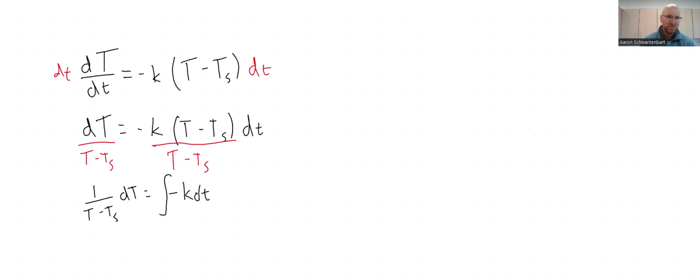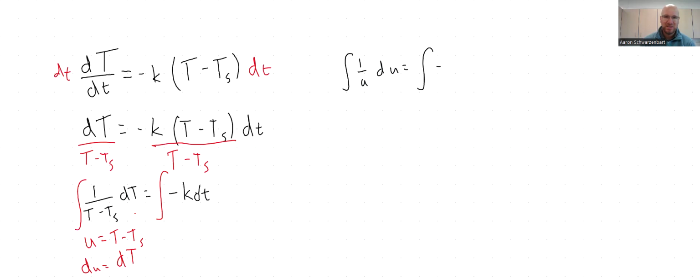I'm going to integrate both sides. And for the sake of this, I'm going to use u as T minus T sub s. du is just 1 dT, since the constant goes to 0. So I'm integrating here 1 over u du equals negative k dt.